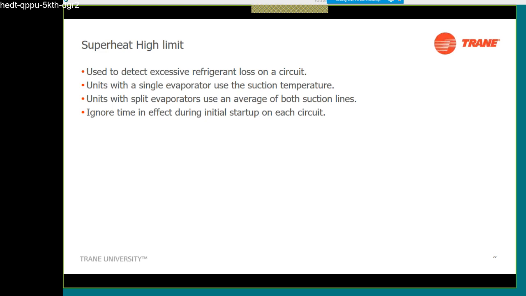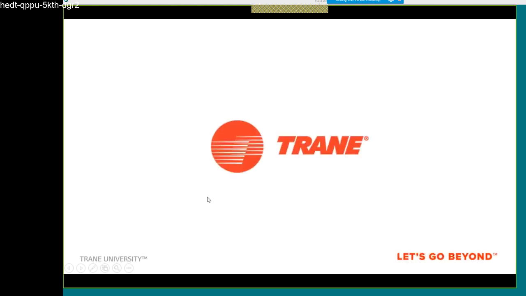We're going to ignore it initially on startup. Should the superheat rise above the set point, depending on where you have it, so 50 to 65 degree delta, then we're going to lock it out on high superheat, and we're going to initiate a diagnostic. So we'll lock out that entire circuit. So those are most of the protections internally. A lot of this stuff is internally calculated from the unit, and we're trying to keep the unit online before we actually get a trip. So any other questions on that?